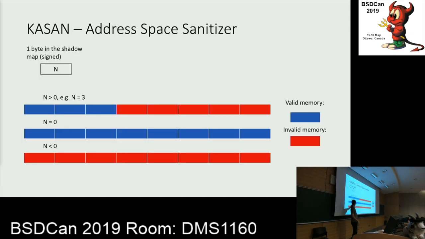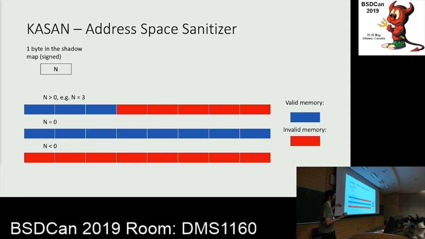We've got 3 bytes that are valid, and then the trailing 5 bytes are all invalid. That's when this value, at the top, is the shadow memory byte. So if we say n is 3, then 3 are valid. If we say n is 0, then all are valid. And this is just what the KASAN expects.